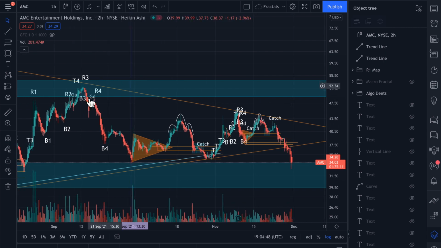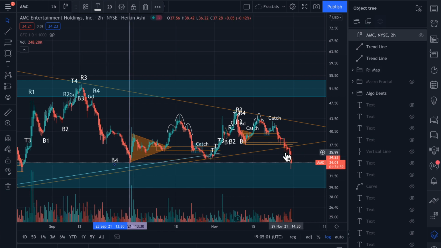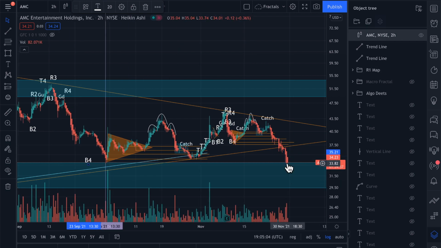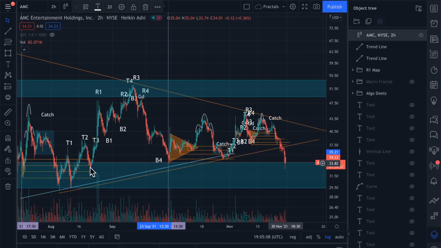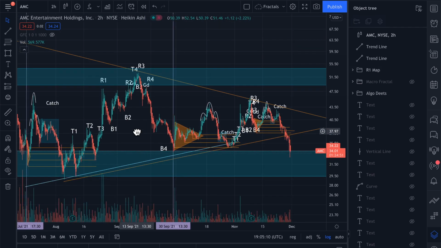So that being said, this action right here, it's basically this action right here. And what we're looking for now is how do we get down to the bottom? So the B4 is this final move down. And I believe that we're in it right now. I don't know if we're out of the woods yet. There is the possibility that the spring needs to go lower.